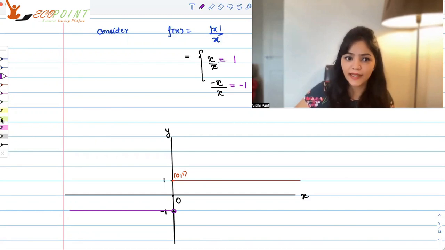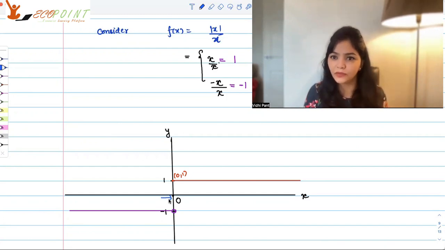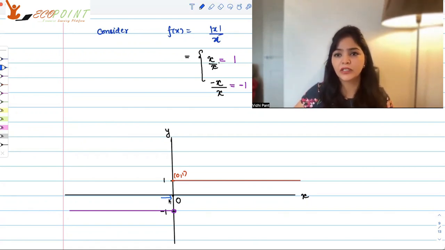So which means that in case I would be looking at this function, let's understand this graphically and then we will be able to nicely write down things about it. If I look at this function from a little left of 0, the values very minutely lesser than 0, I'm going to see that the function is approaching -1.